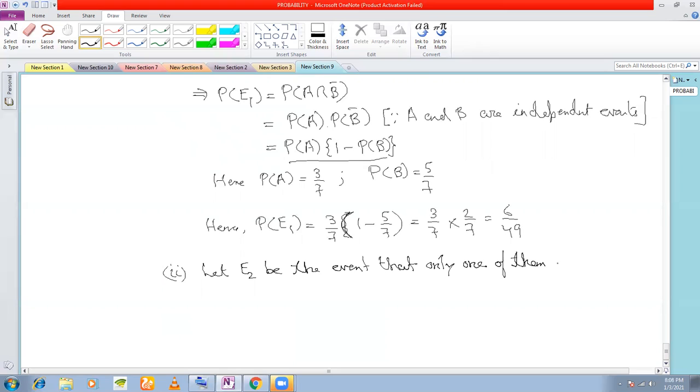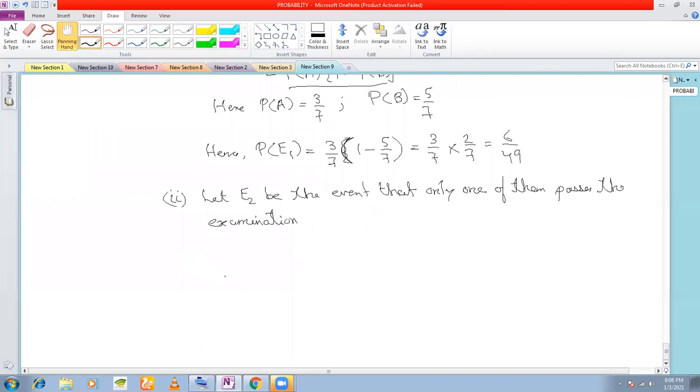So let E2 be the event that only one of them passes the examination, right? Yes, sir. So E2 can occur in two mutually exclusive ways.